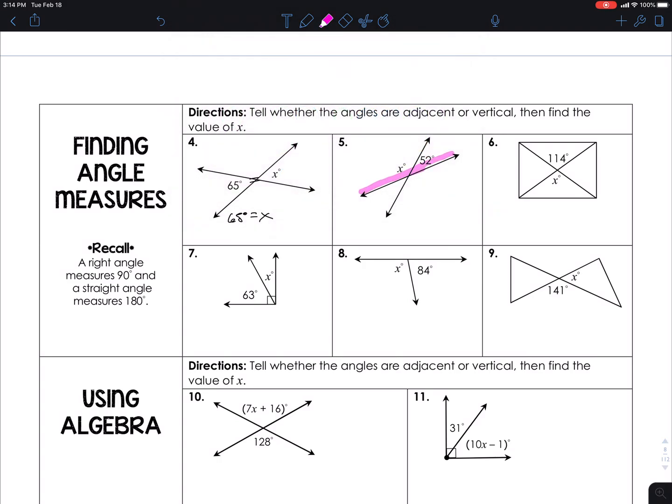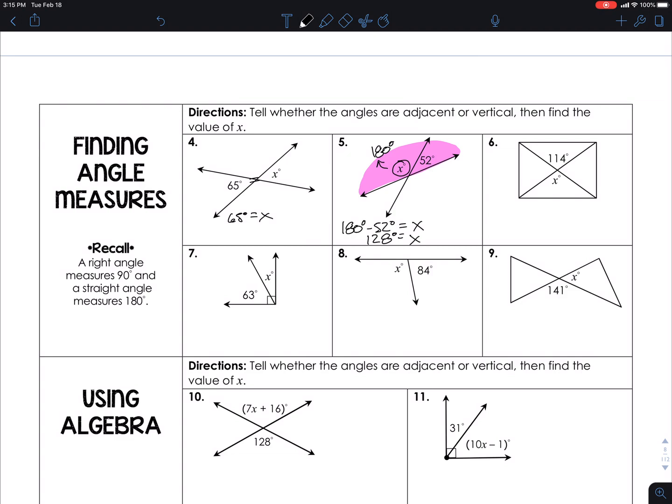from yesterday's notes. This is a straight angle. Yesterday's notes said a straight angle is 180 degrees. Okay, so the whole is 180. If I subtract 52 degrees, I should get X. Okay, because whatever 52 plus whatever X is should give me 180 degrees. Well, what's 180 minus 52? It's 128 degrees. So X is 128 degrees.